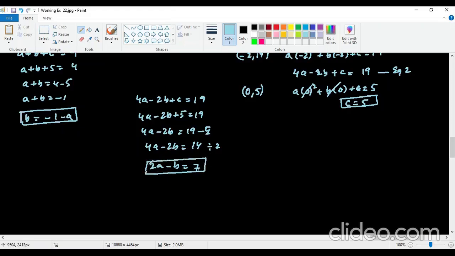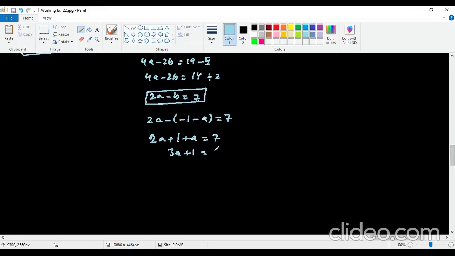Now in place of b, I will write the value of b, which is taken from here. Minus 1 minus a equals 7. So 2a plus 1 plus a equals 7. That means 3a plus 1 equals 7. And 3a will be equal to 7 minus 1. So 3a equals 6. That means a will be equal to 2.